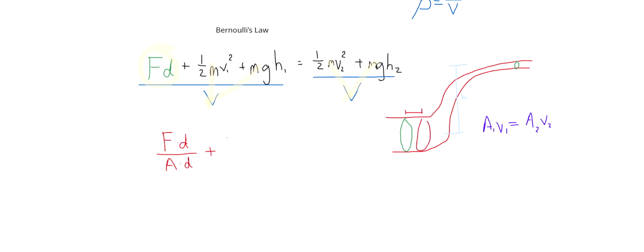Plus 1/2, instead of mass, we're going to use density times velocity squared, plus not mgh, but density times gravity times height 1, equals, and your formula sheet's just going to say is constant, is the same, right?